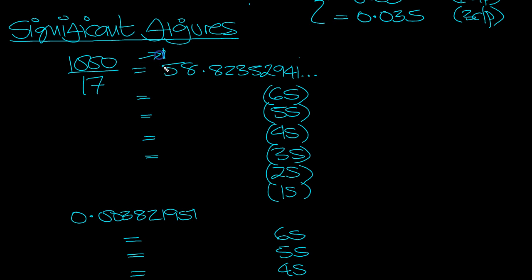So you come along from the left, the first non-zero digit is a 5 here. So 1, 2, 3, 4, 5, 6. We're in that position there, and we just round accordingly. So that's a 2, so we round down, and we keep this as a 5. 58.8235.